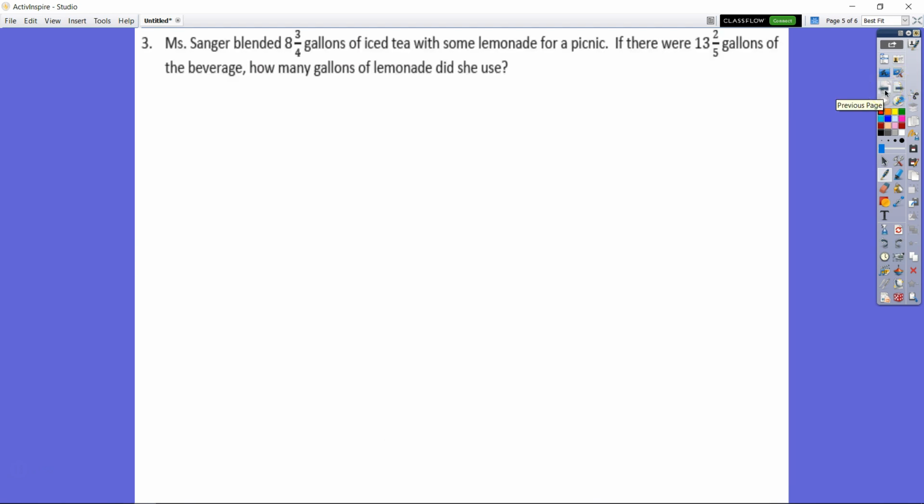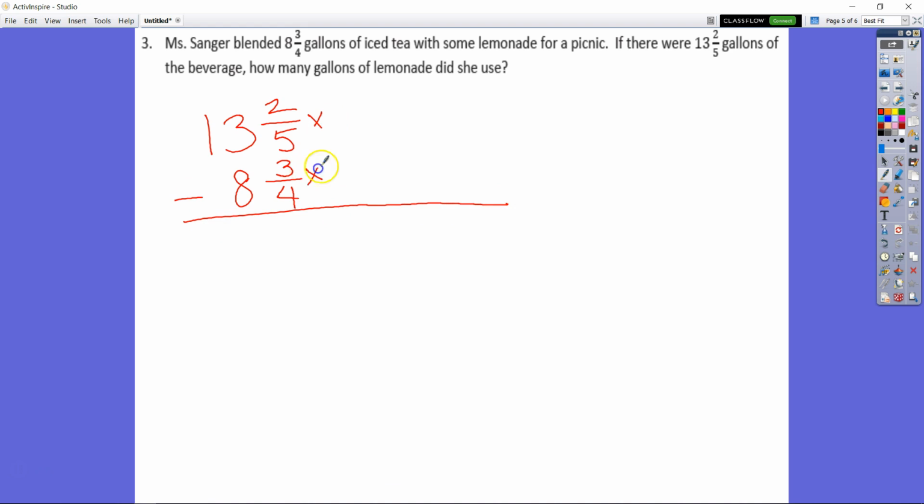Mrs. Sanger blends 8 3/4 gallons of iced tea with some lemonade for a picnic. If there were 13 2/5 gallons of the beverage, how many gallons of lemonade did she use? So we know how much iced tea she used, and we're trying to find out how much lemonade she used. So we're going to subtract. This is the total, what we know she used in iced tea, and the difference will be the amount of lemonade she used.